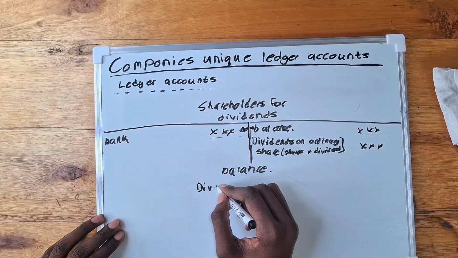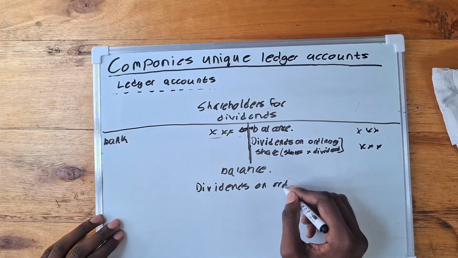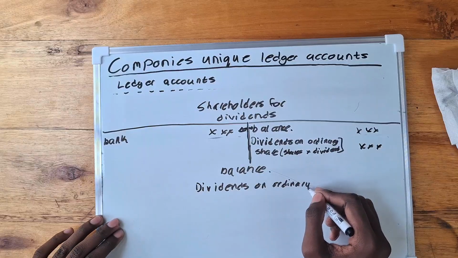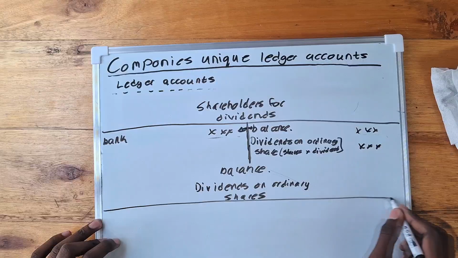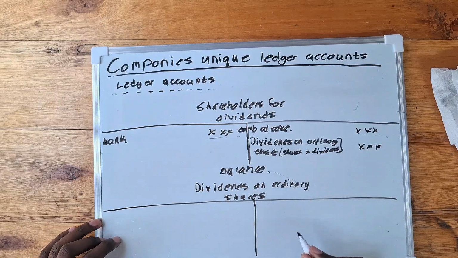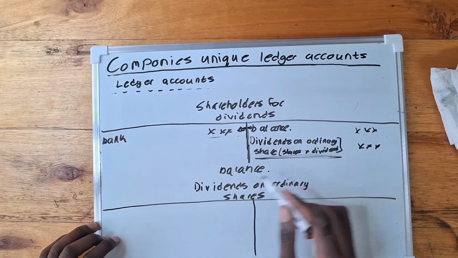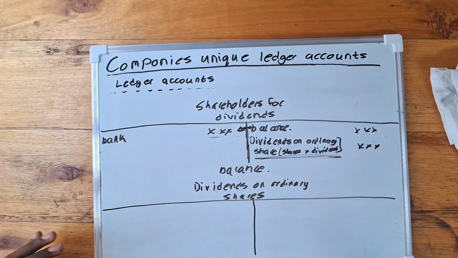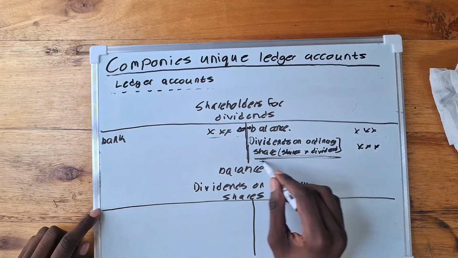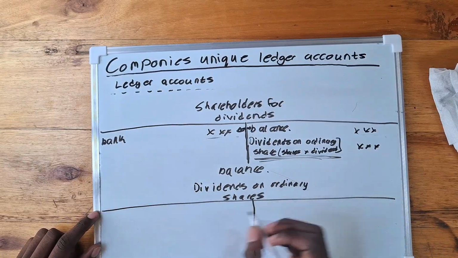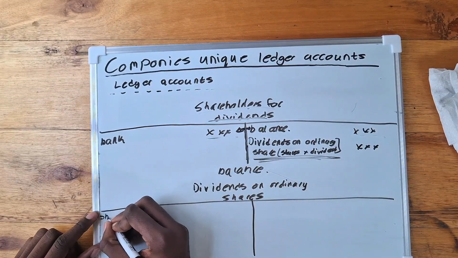dividends on ordinary shares, right? Dividends on ordinary shares. So you see this amount right here, right? Before you forget it, because in an exam setting, time is very tight. So before you forget anything else, just go ahead and put this amount on this side. So you just write it under the account name, right? It's your shareholders for dividends.